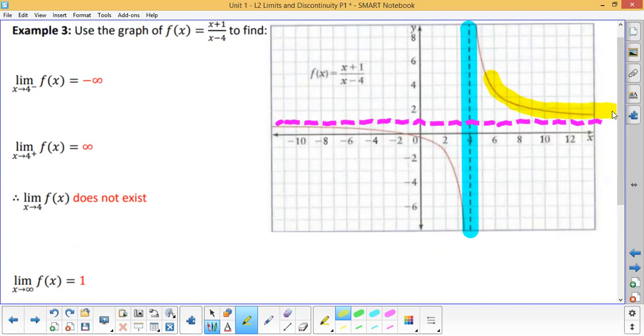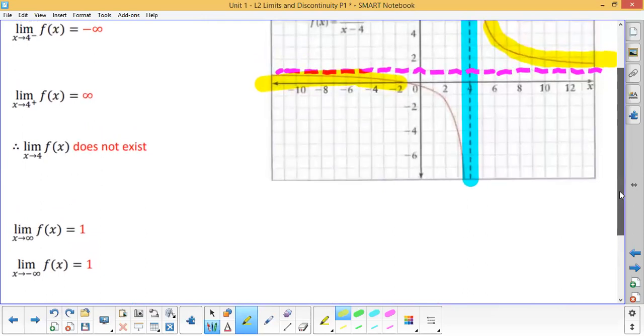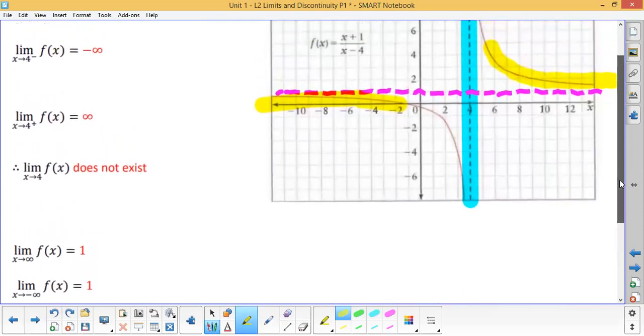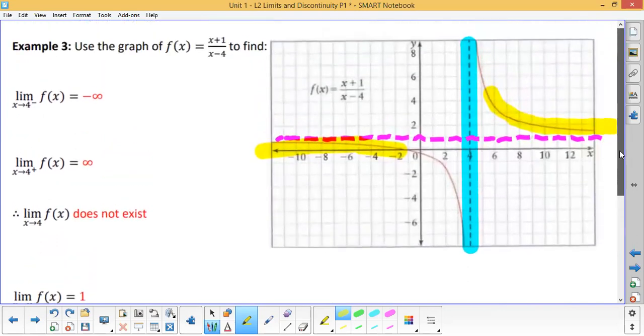However, as x approaches negative infinity, the same thing is going to happen. It's going to get closer and closer to y is equal to 1. So in this case, the limit as x approaches positive infinity and negative infinity are the same. f of x is equal to 1, f of x is equal to 1. So we can analyze one particular graph using multiple different components of the graph, or x is approaching different numbers.